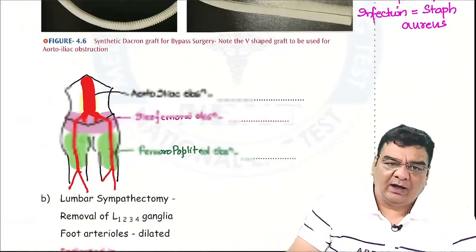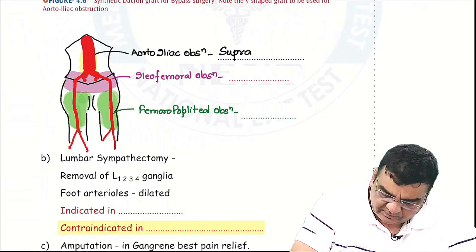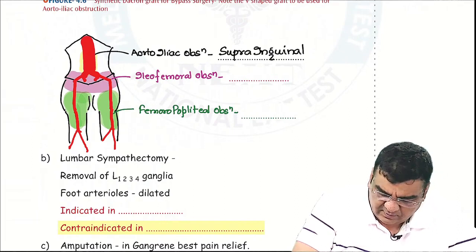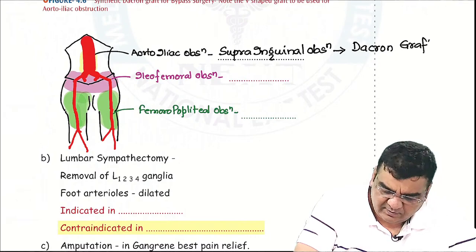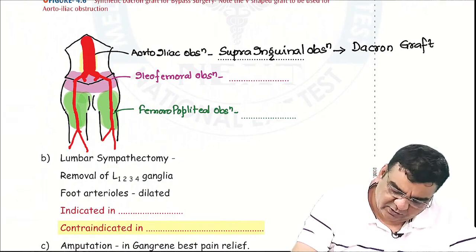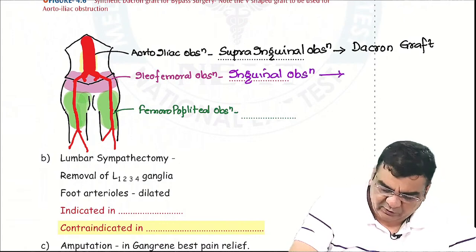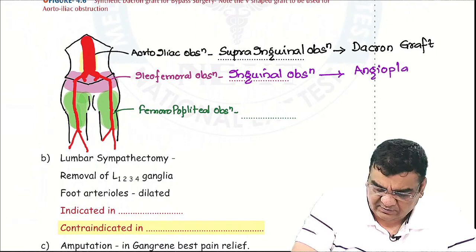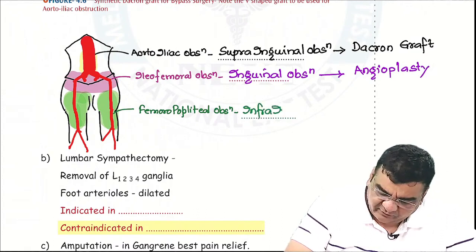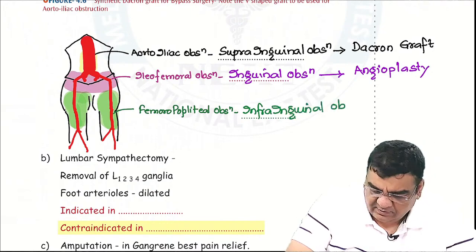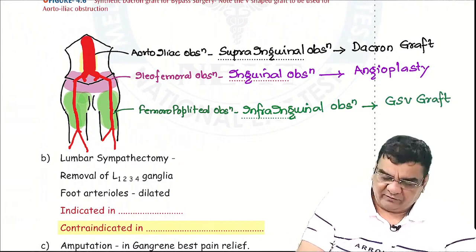So if there is an aortoiliac obstruction, that is a suprainguinal obstruction, then we use a Dacron graft. If there is an iliofemoral obstruction, that is an inguinal obstruction, then we do angioplasty. And if there is a femoropopliteal obstruction, that is an infrainguinal obstruction, then we use the great saphenous vein graft.